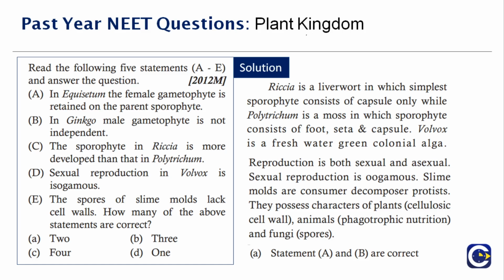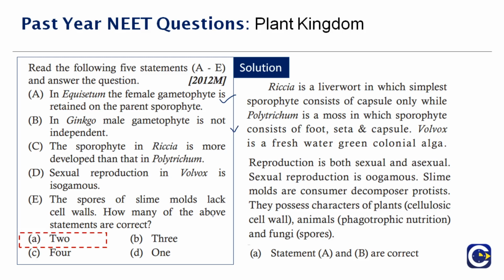Look at option A. This is correct. In Equisetum, the female gametophyte is retained on the parent sporophyte. That is right. In Ginkgo, the male gametophyte is not independent. Yes, it is not in a free living state. So the answer is right. Now, if you take the other 3 options, they are wrong. Therefore, the correct statements out of the 5 here are in option A, 2 statements.